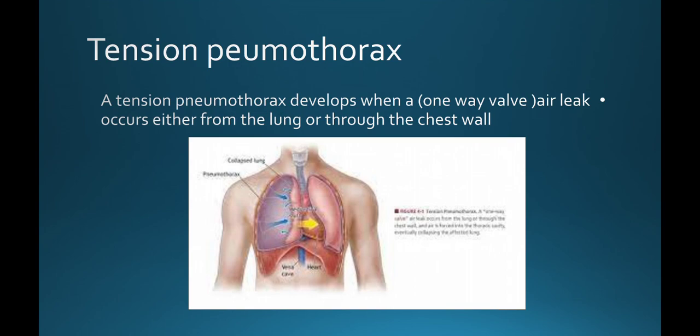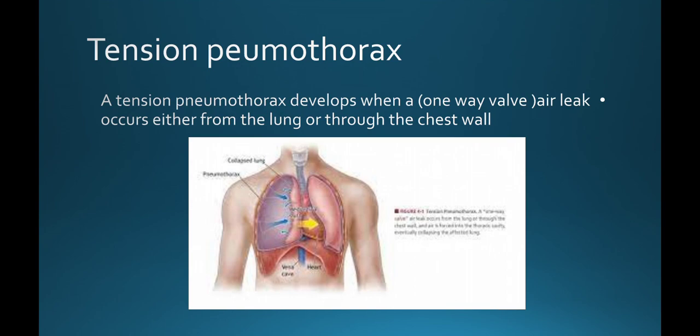Air is forced into the thorax cavity without any means of escape, completely collapsing the affected lung. The mediastinum and the trachea are displaced to the opposite side, decreasing venous return and compressing the opposite lung. Tension pneumothorax is characterized by respiratory distress, tachycardia, hypotension, tracheal deviation, unilateral absence of breath sound, neck vein distension, and cyanosis as a late manifestation.